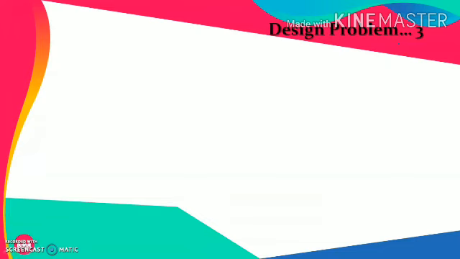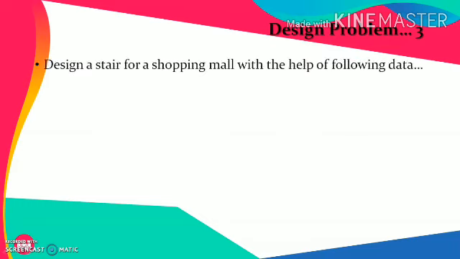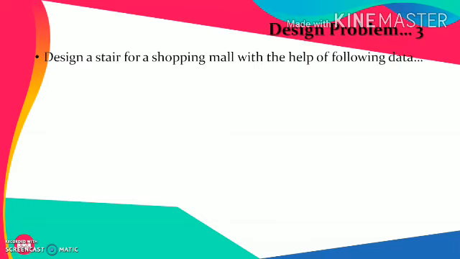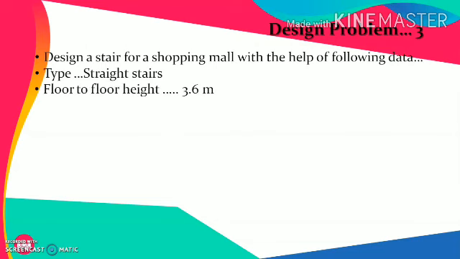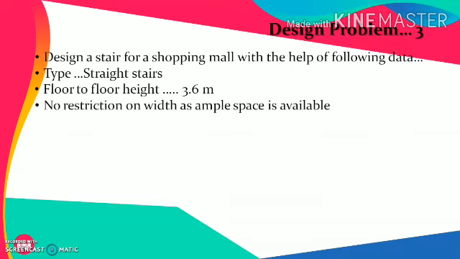Let's start with the third problem, design problem number 3. Design a stair for a shopping mall with the help of the following data. The type of stair in the shopping mall is expected to be constructed as a straight stair. The floor to floor height to be negotiated is 3.6 meter. There is no restriction on width as ample space is available. So we'll start the solution of this.